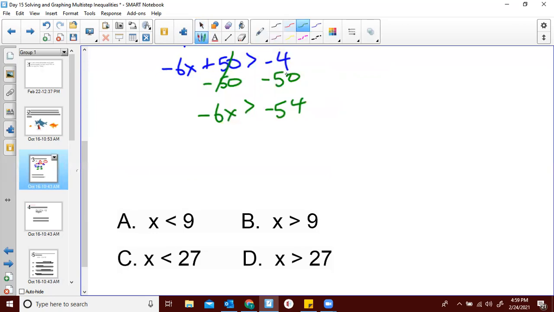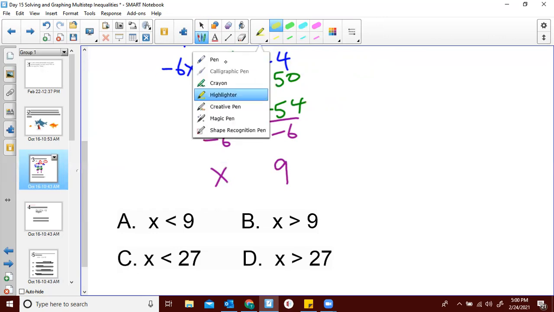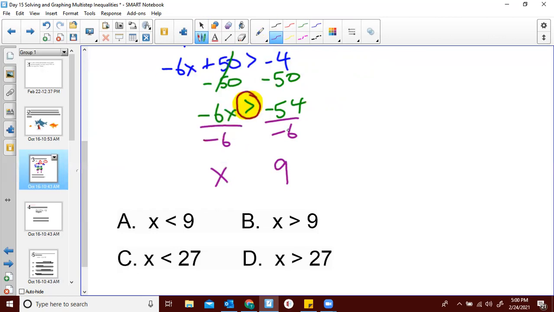Sorry about that. And then again, I want to get this x all by itself. So the opposite of a multiplication is division. So I'm going to divide by -6. So I'm going to get x, and -54 divided by 6 is 9. And here's the big kicker. Look at this inequality sign. Look, I'll highlight it. I divided by a negative. And if we divide or multiply by a negative, you have to flip the sign. So your correct answer is A.